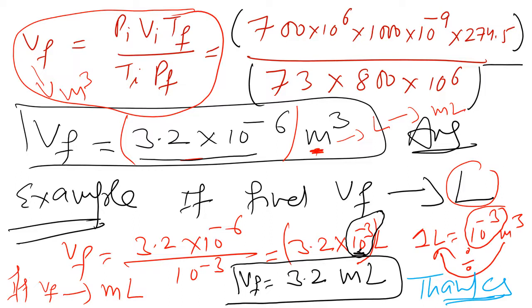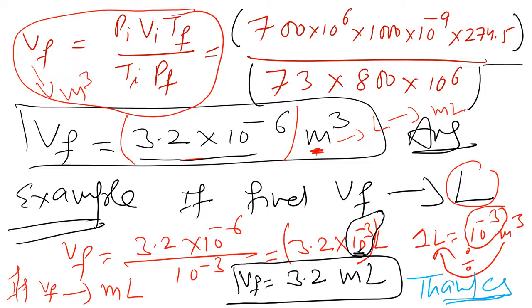So now you have to find the value of Vf. The formula for Vf is: Vf equal to Pi, Vi, and Tf, divided by Ti and Pf. Write all the values here. The Pi value is 700 into 10 to the power 6, and the Vi is 1000 multiplied by 10 to the power minus 9, and this is Tf.